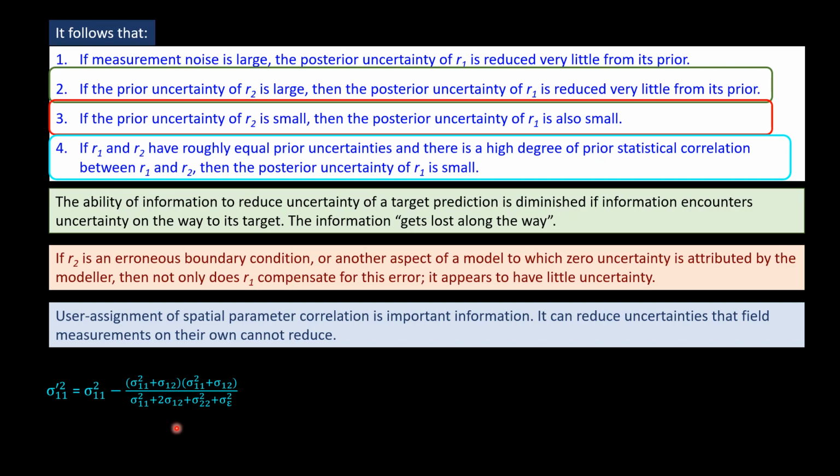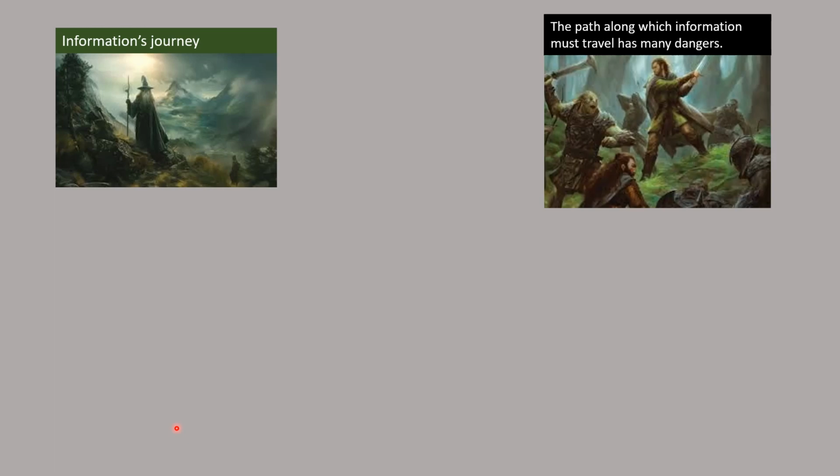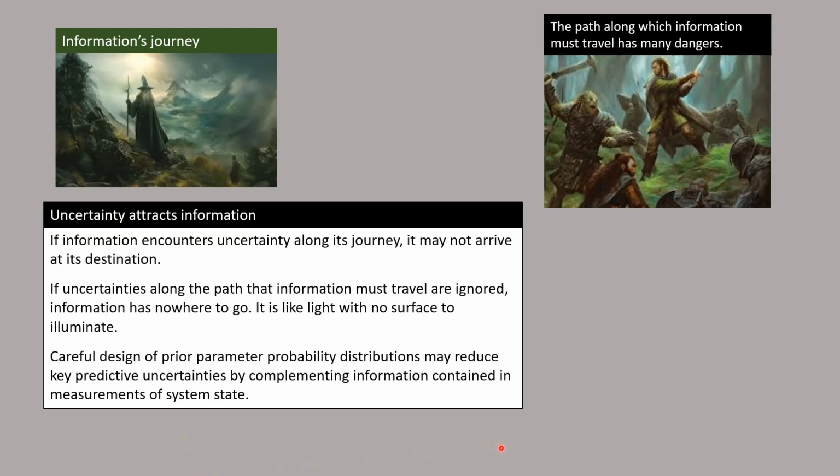These are important insights. But let's frame it according to the narrative that we're trying to develop here of the journey of information. The path along which information must travel has many dangers. Uncertainty attracts information. If information encounters uncertainty along its journey, it may not arrive at its destination. If uncertainties along the path that information must travel are ignored, information has nowhere to go. It's like a light with no surface to illuminate.